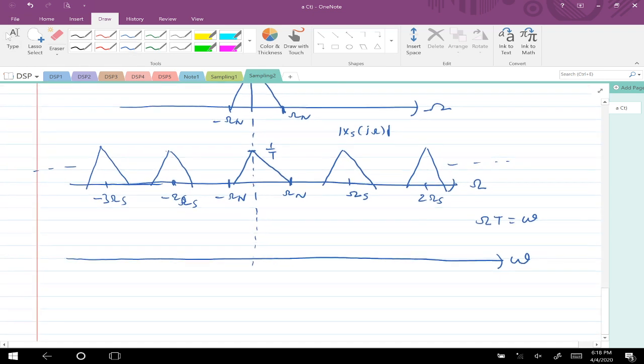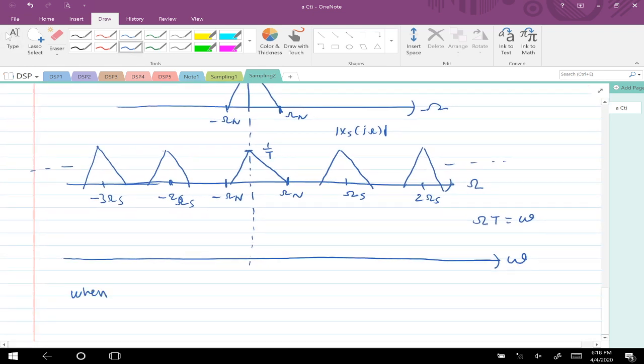So let's write here, when omega equals omega s, which is equal to 2 pi by T, then the corresponding small omega, which is originally omega times T, is equivalent to 2 pi by T times this T, which is equal to 2 pi. So the copy would now be placed at a value of 2 pi. This whole thing got scaled, and that scaling is simply by a factor of T.